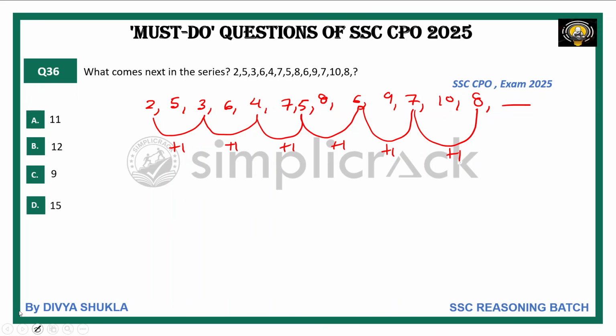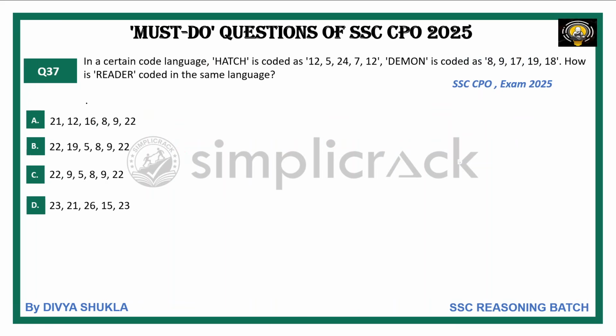What about the remaining series? If you notice the remaining series, you are having 5 to 6 plus 1, 6 to 7 plus 1, 7 to 8 plus 1, 8 to 9 plus 1, 9 to 10 plus 1. That means the next term would be 10 plus 1, that is 11. Option A is the right answer for this question.